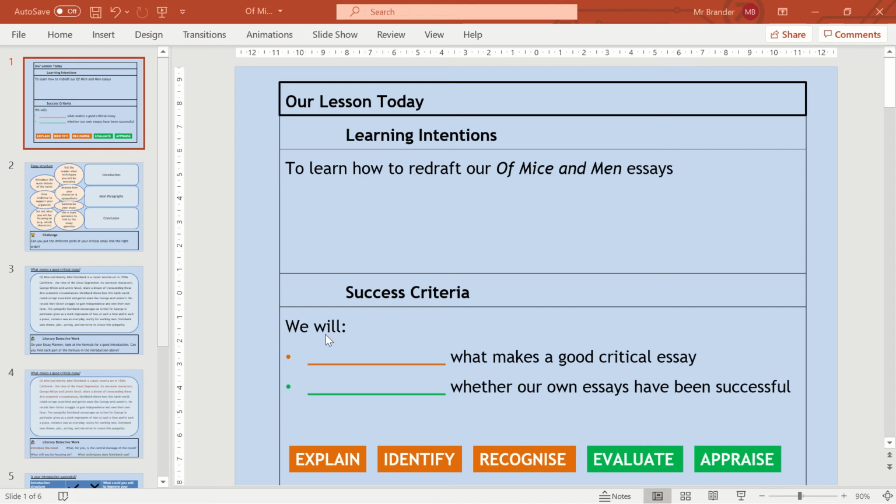First of all, we will something to do with what makes a good critical essay. I'll leave it to you to drag and drop what you think is the correct word, like I'm doing just now. Second of all, we will something to do with whether our own essays have been successful. Once more, just drag and drop whatever word you think fits there. Okay, so you should pause the video just now and head on over to the PowerPoint to do that.